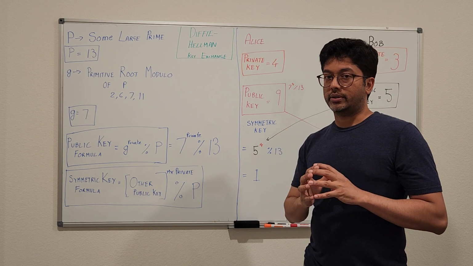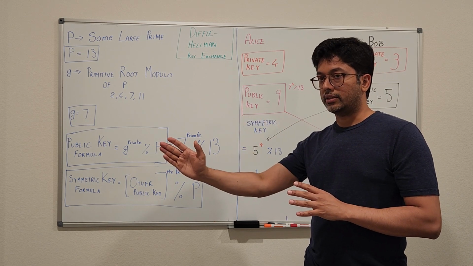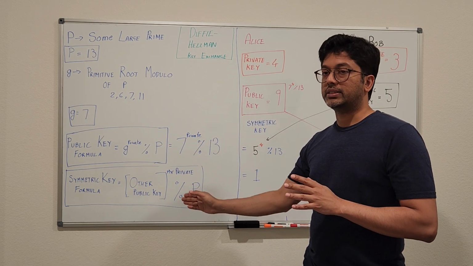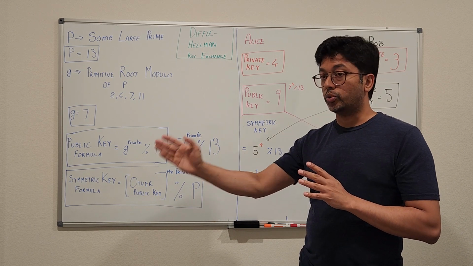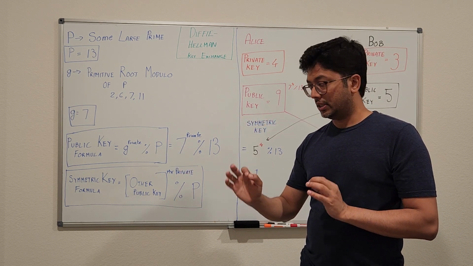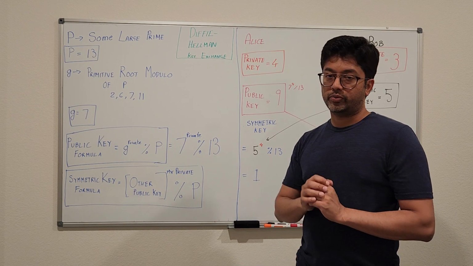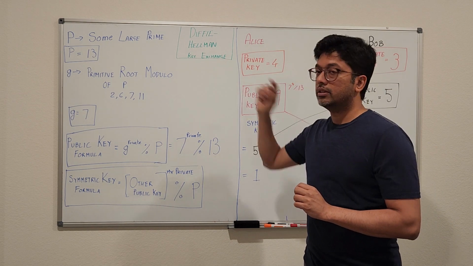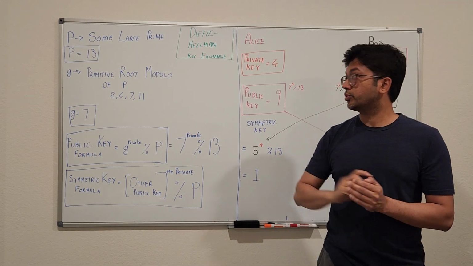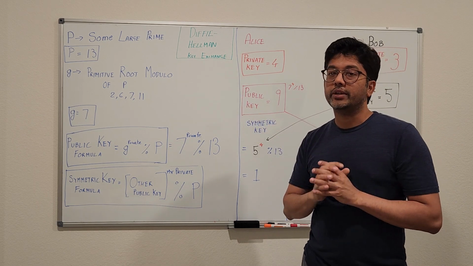So is there a way? You both are talking, and whatever you say, the spy is listening. Is there a way for both of you to agree on a number that the spy does not know? That is Diffie-Hellman key exchange. It gives you a way.